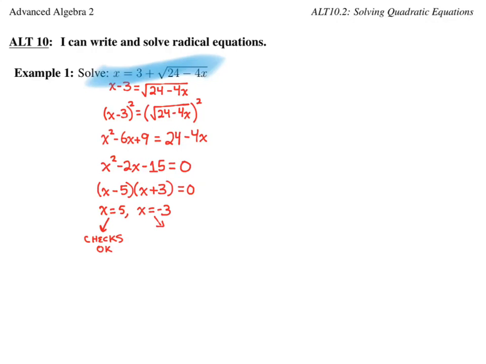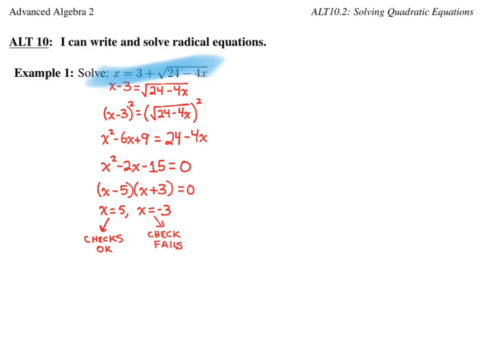When you check negative 3, it doesn't actually work. The check fails. Now, I'm not going to really show you, but you take your negative 3 and you substitute it in, and I think it ends up as 9 on the right, whereas it's negative 3 on the left, and they're just not the same.